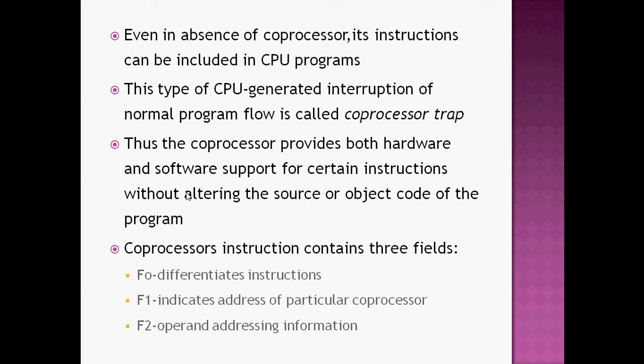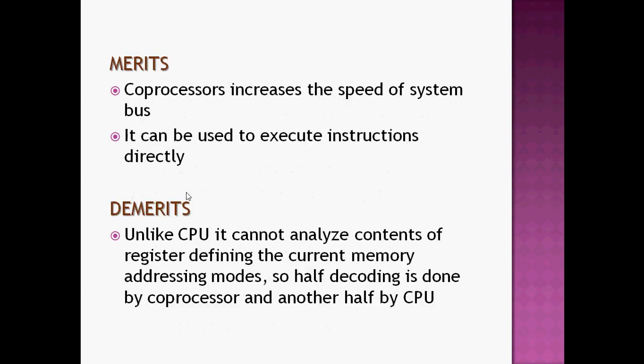Coprocessor instructions contain three fields: F0, F1 and F2. F0 indicates the difference between the instructions, F1 indicates the address of the particular coprocessor, and F2 is the operand addressing information. Now let's see the merits and demerits of coprocessors.